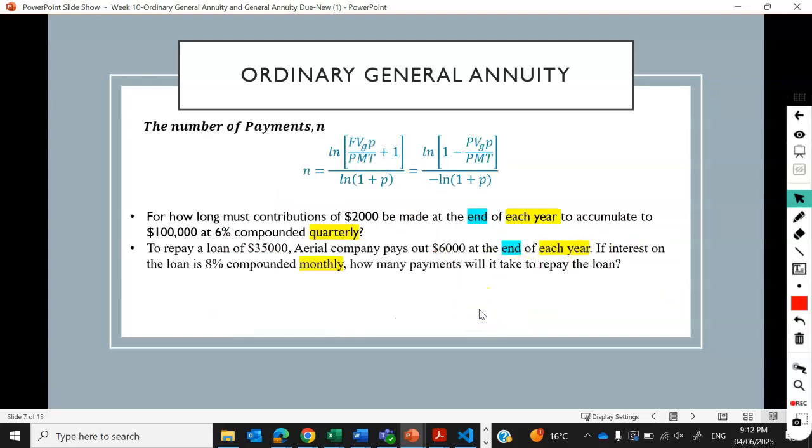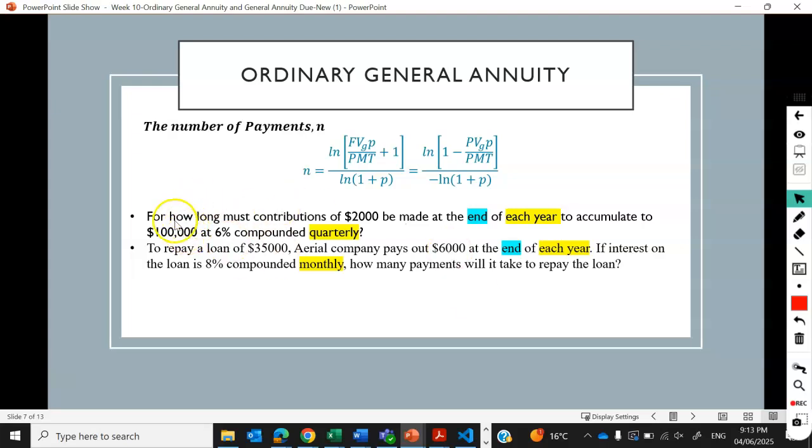Right, and then for N, you have these formulas to calculate. The same rule: identify the annuity, identify future value or present value, and then identify what is a C, what is a P, and which formula you have to use.